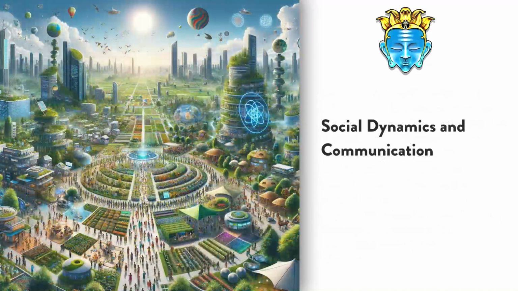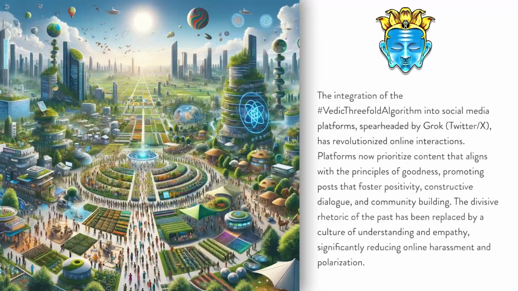Social dynamics and communication. The integration of the Vedic Threefold algorithm into social media platforms, spearheaded by Grok, Twitter X, has revolutionized online interactions. Platforms now prioritize content that aligns with the principles of goodness, promoting posts that foster positivity, constructive dialogue, and community building. The divisive rhetoric of the past has been replaced by a culture of understanding and empathy, significantly reducing online harassment and polarization.